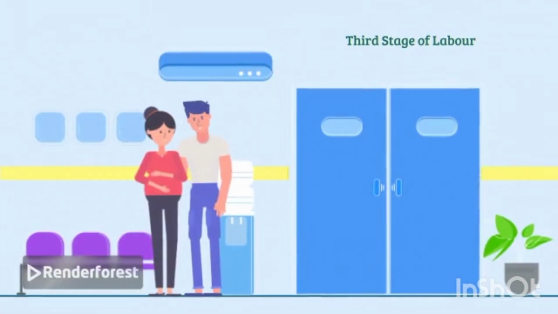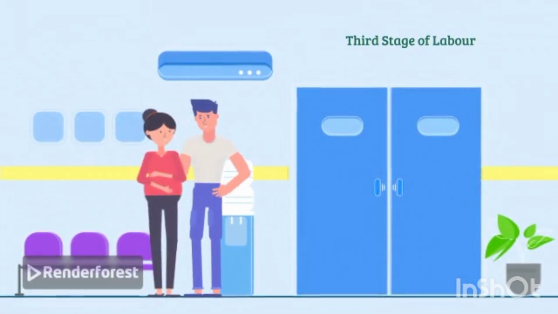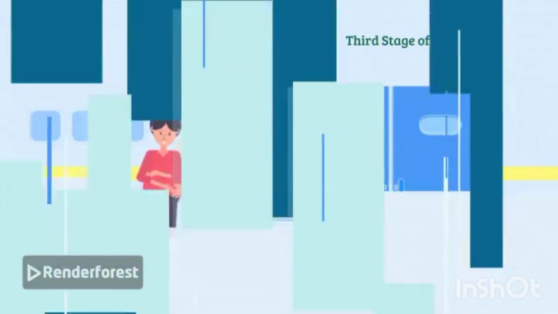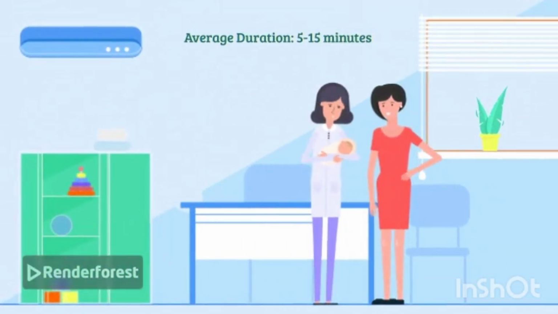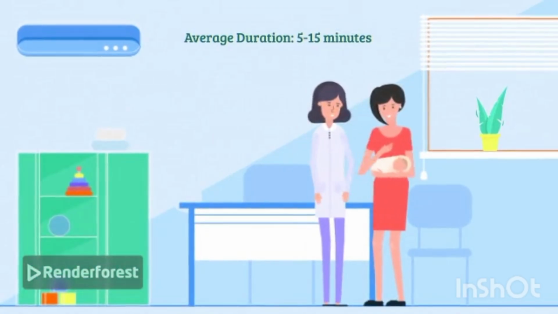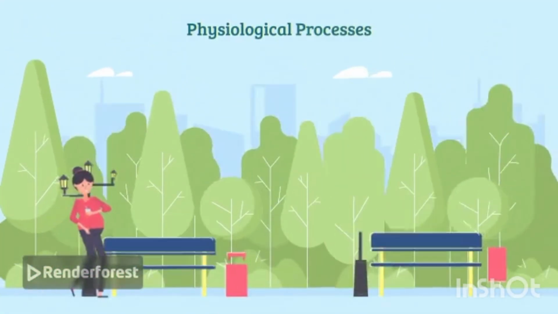Third stage of labor starts from the birth of the baby until the delivery of the placenta and membranes. This stage is critical due to the risk of postpartum hemorrhage. Its average duration is typically short, around 5 to 15 minutes, with the majority of placentas delivered within 15 minutes.